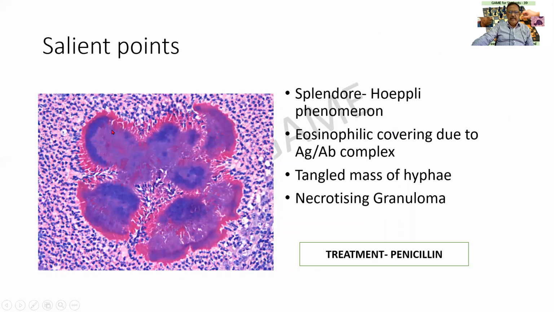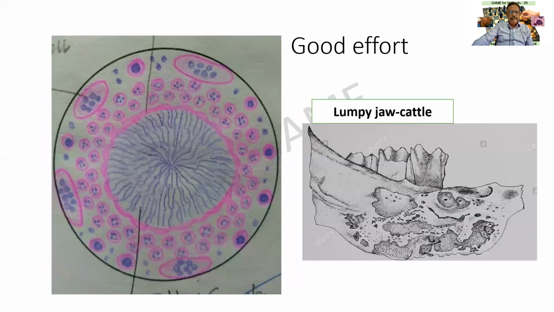And this is again a very nice microphotograph. Tangled mass of filaments. Externally, I am able to see the antigen antibody complexes, which are eosinophilic, called the Splendore-Hoeppli phenomenon. Sometimes we'll be finding necrotizing granuloma. In fact, this is one of the differential diagnoses for granulomata. The treatment of choice is penicillin.